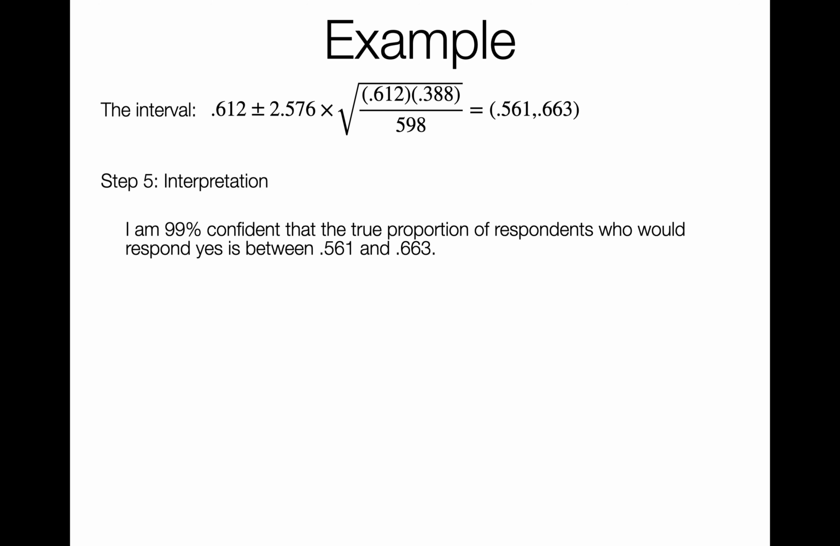I am 99% confident that the true proportion of respondents who would respond yes is between 0.561 and 0.663. Certain parts of that, of course, will change: the confidence level, the numbers, and in the middle the context is going to be different every time. But that general form should not change. So there's the interpretation. That's a full question that you would be asked on a midterm or on a final, and that's the work that I expect.